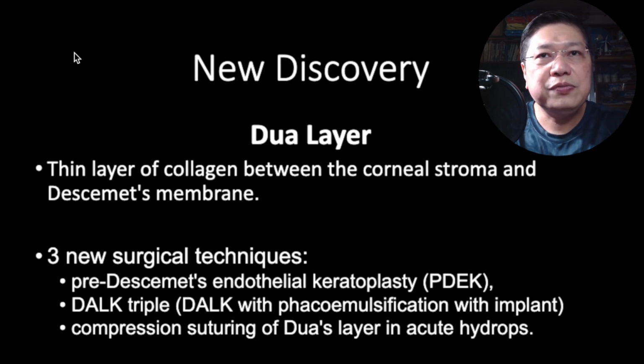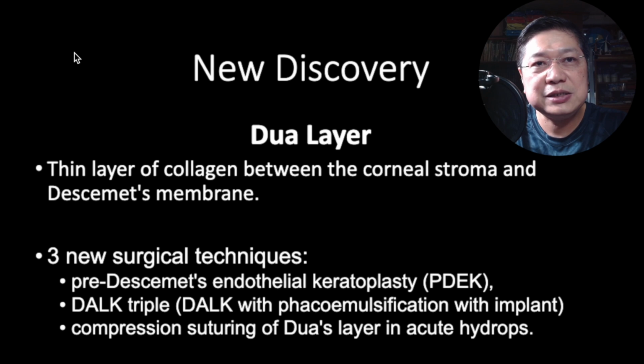Now, there's a new discovery only about 10 years ago. It's called the Dua layer. It's crucial usually only for surgeries. It's a thin layer of collagen between the corneal stroma and the Descemet's membrane. We'll show you that later. It's crucial for three new surgical techniques: the PDEK, the pre-Descemet's endothelial keratoplasty, the DMEK triple, basically DMEK with phacoemulsification with an IOL implantation, and compression suturing of the Dua layer in acute hydrops.